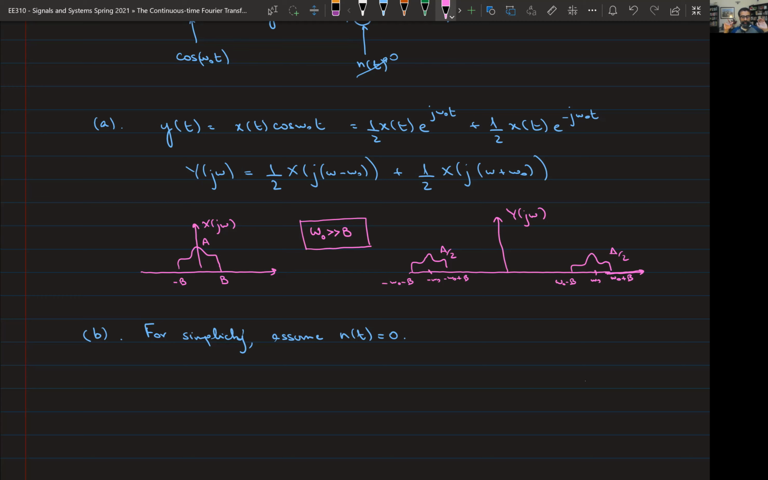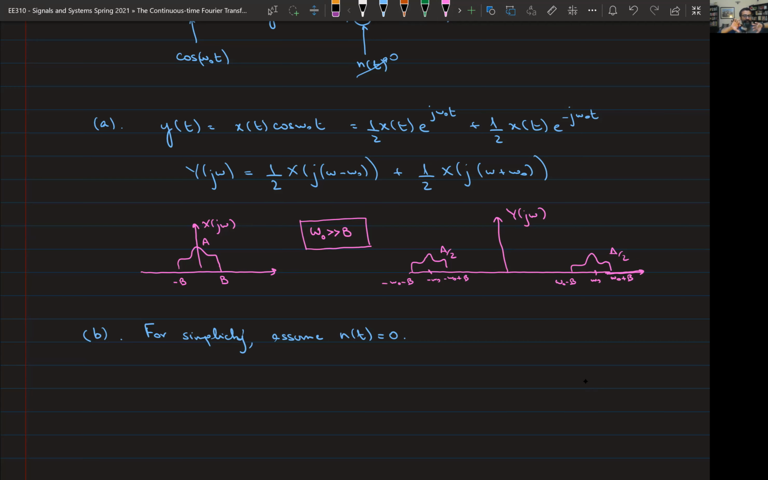If omega naught was small compared to b, then when this copy goes here, this would have actually been something like this, as Talha points out, right? And the other copy would be here, and then these copies would have been overlapped and they would have interfered and merged together. That would have been a hard problem to solve. I mean, you would not have been able to recover the signal here.